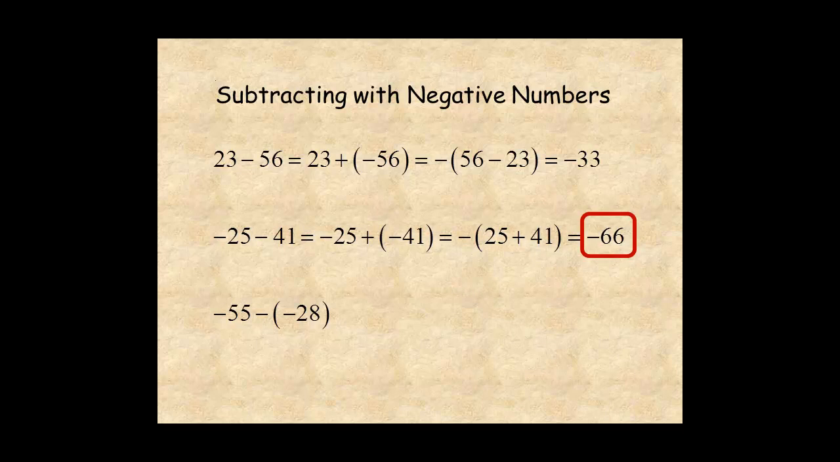Negative 55 minus negative 28 is rewritten as negative 55 plus 28. Since this is the sum of numbers with different signs, this is negative the difference of the absolute values, 55 minus 28, for negative 27.